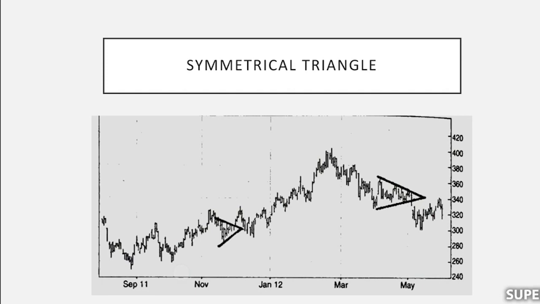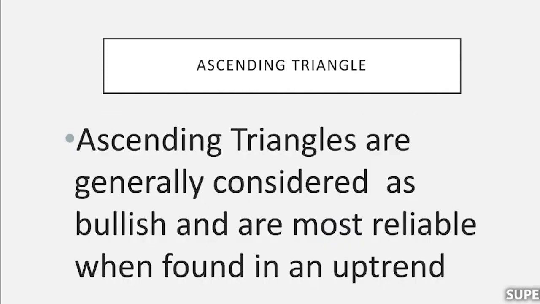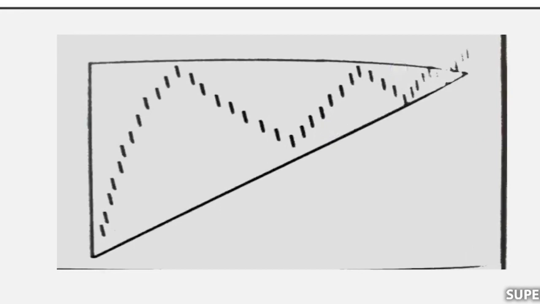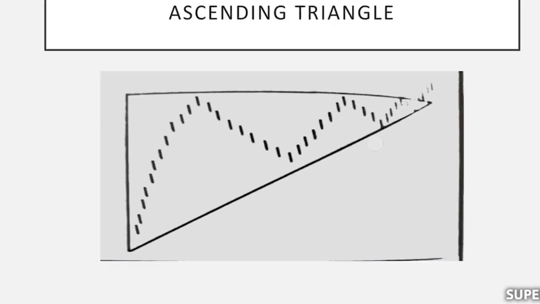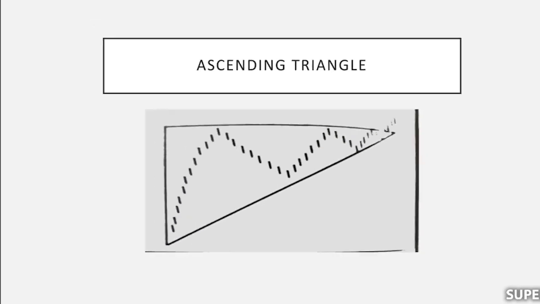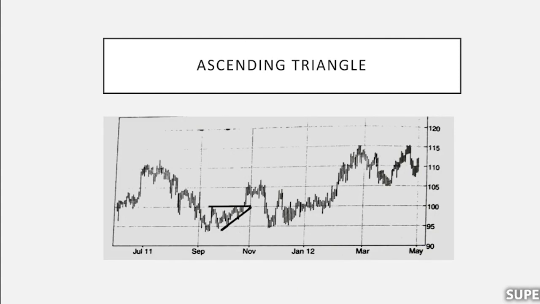And the next one is the ascending triangle. Ascending triangles are generally considered bullish and are most reliable when found in an uptrend. The top part of the ascending triangle appears flat and the bottom part is upward sloping. When demand exceeds the supply, the price will increase. Then there will be a breakout. The breakout will be in favor of a bullish trend in the case of an ascending triangle. And this is an ascending triangle.